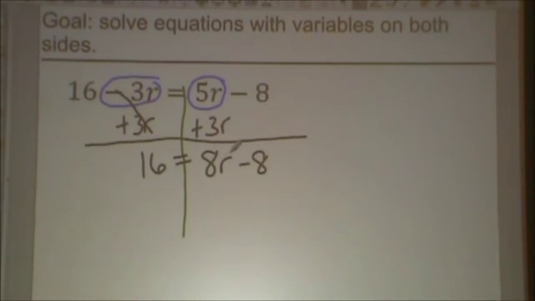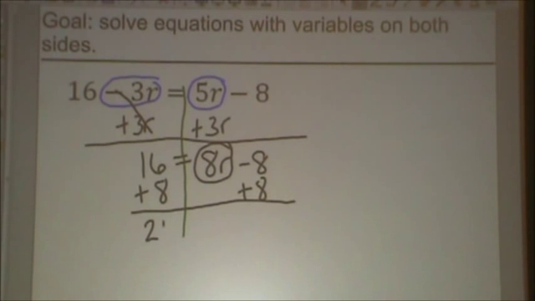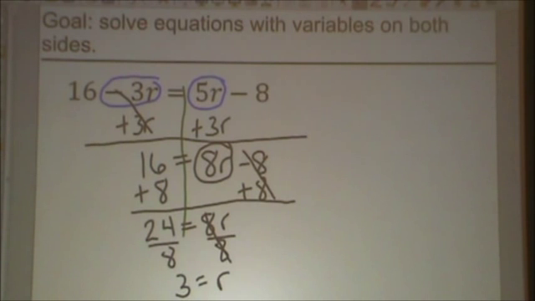I have a two-step equation. I'm trying to find out what r is. So I'm going to get rid of the negative 8, and the opposite is a plus 8, on both sides to keep it balanced. 16 plus 8 is 24. These cancel out, and I'm left with just 8r. Since I'm trying to find r and it's being multiplied by 8, I want to do the opposite, which is divide both sides by 8. And I get 3 equals r, because 8 divided by 8 is 1r. So r equals 3. And you can plug it in if you have time and check your work.